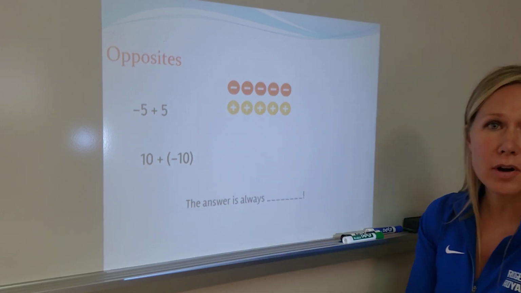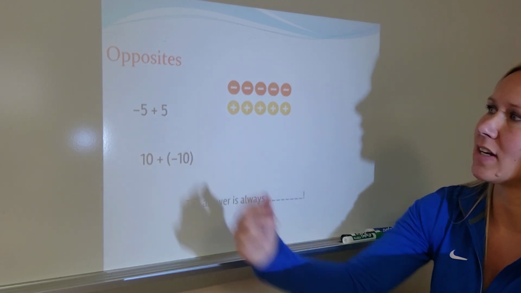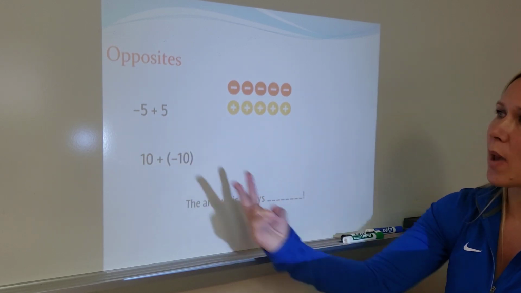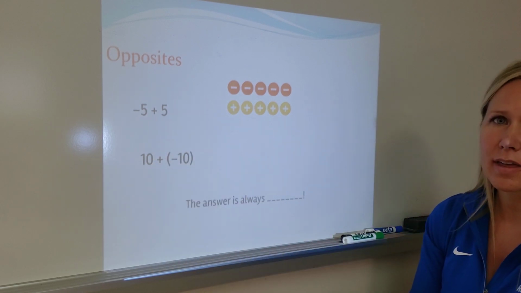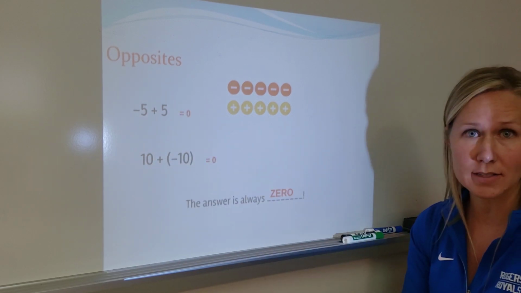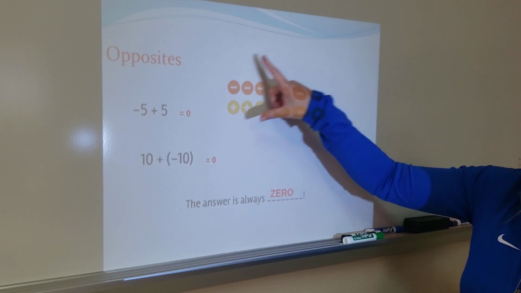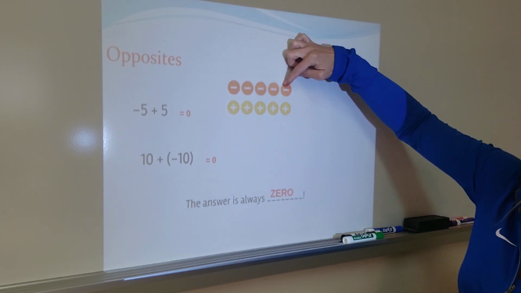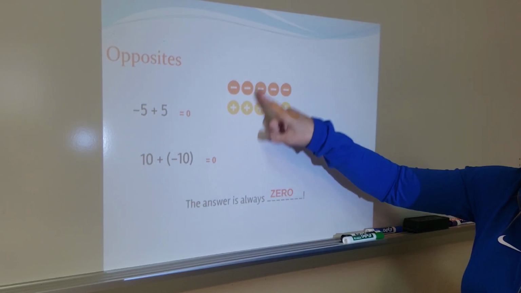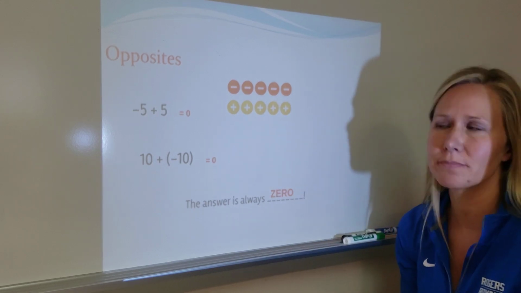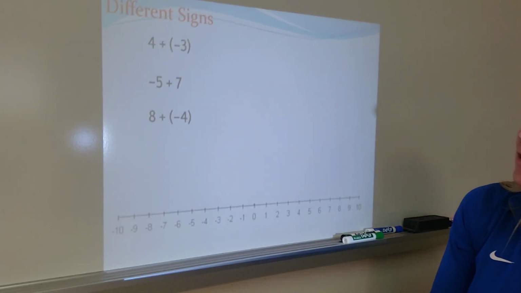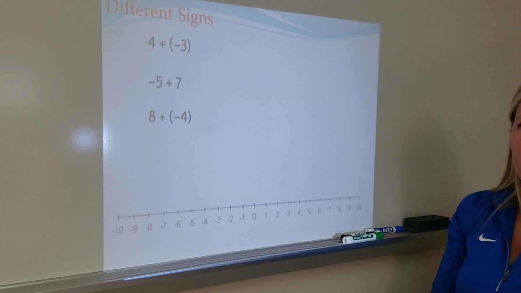Then we learned about opposites, where we have a 5 and a negative 5, those are opposites. And if you add opposites together, they make 0 every single time. And so this would be a diagram of that. If you have 5 negatives and you add 5 positives, they just cancel each other out, they become 0 pairs. Once we get different signs, then things get a little bit more complicated.